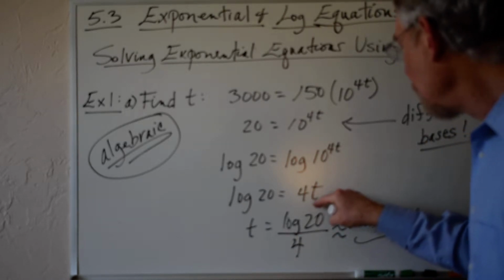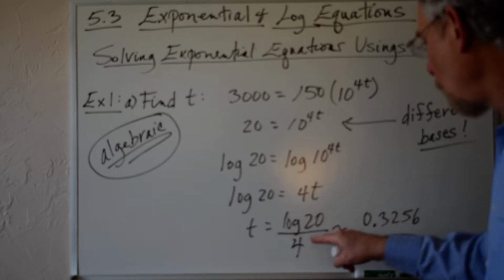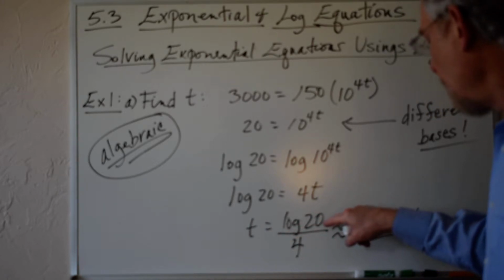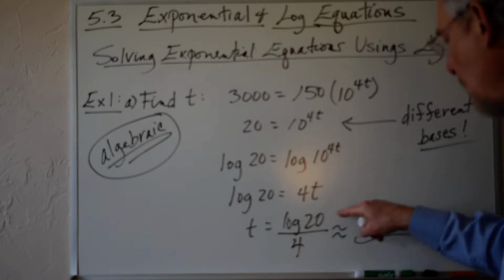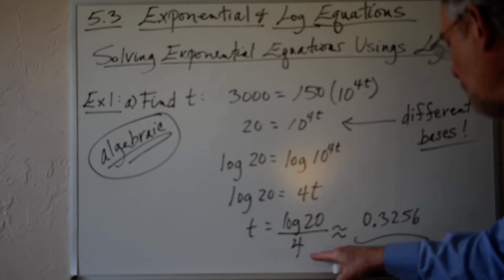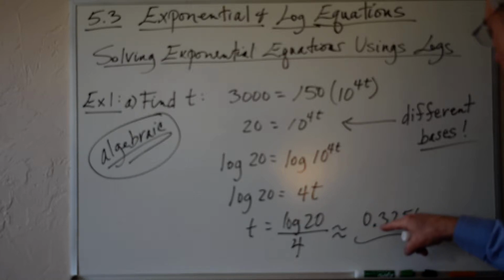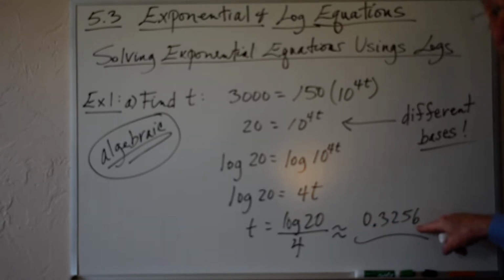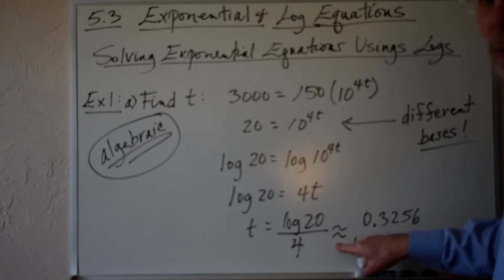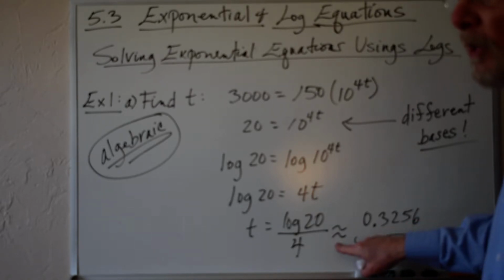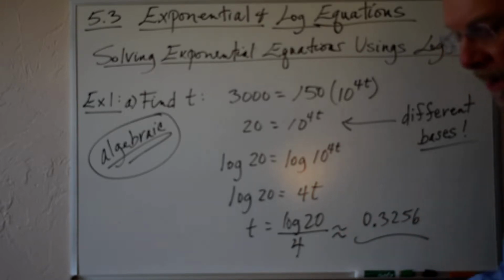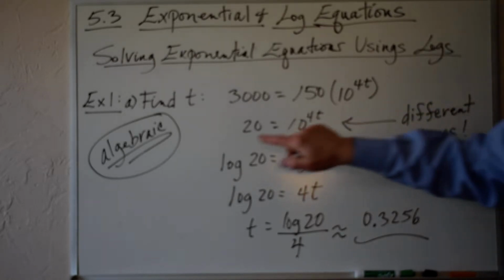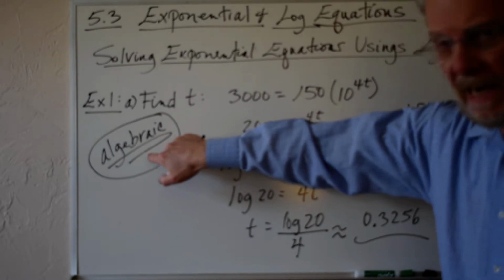So, solving for t, I get t equals log of 20 over 4. If I key in log of 20 on my calculator and then divide that number by 4, I will get 0.3256, at least when I round to the 4th decimal place there. So that's why I have the squiggly equal signs to indicate I'm approximating. This number might in actuality go on much longer, even forever.